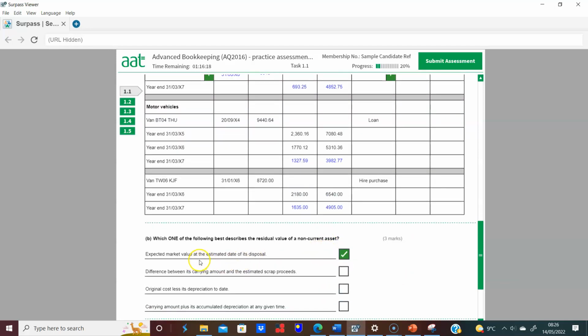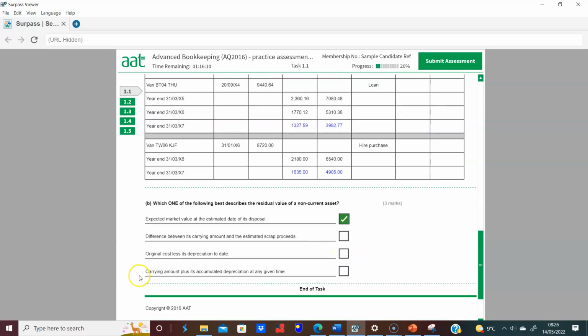And then it says here, what is the expected market value? I'm sorry, the residual value is really what can we sell this thing for? Scrap, so to speak, at the end of its life. And that's the first one. Cool, great stuff. Hope that helps for question 1.